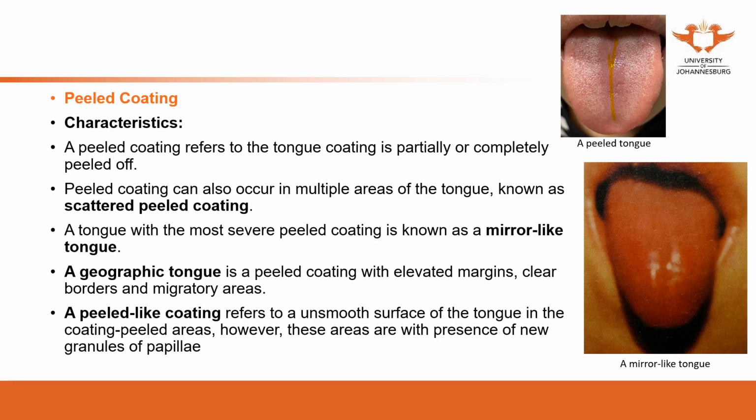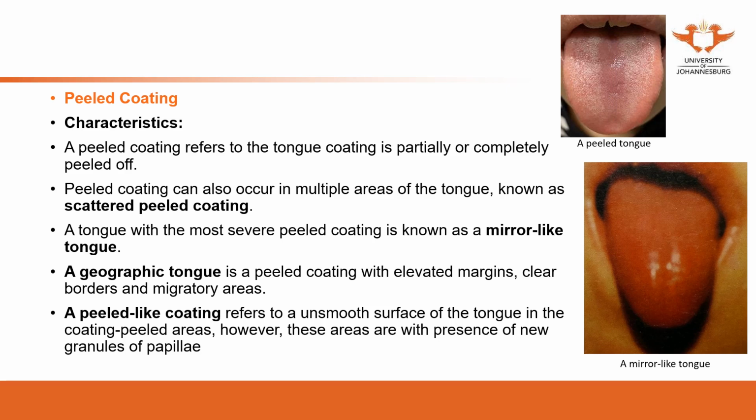A mirror-like tongue is a tongue with the most severe peeled coating. So in this situation, actually there's no coating. Firstly, there's no coating. The second is there's moisture. So you can see it is shining on top of the tongue. No coating and shining, such as in this image. You see there's no coating but still shining. A geographic tongue is peeled coating with deviated margins and clear borders. So you will see the images in the next slides.